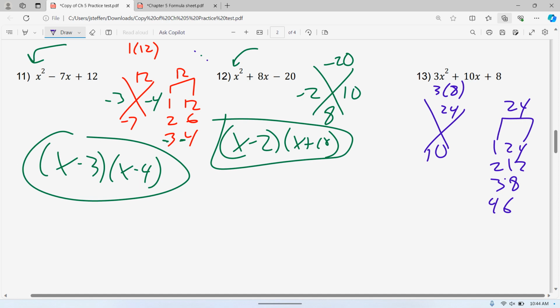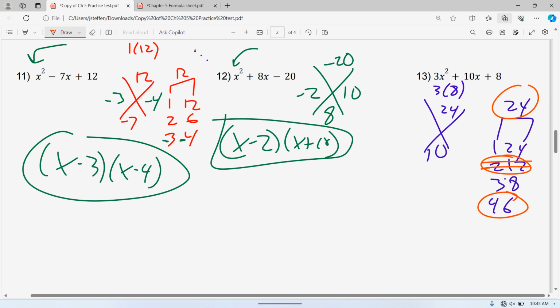C, what they see is the 2 and the 12, and they think that adds up to be 10. The problem is that would only add up to be 10 if the 2 is negative, but if you change the 2 to be negative, now it doesn't multiply to be positive 24, it should be negative, so that's definitely not right. So that's not the one you're going to use.